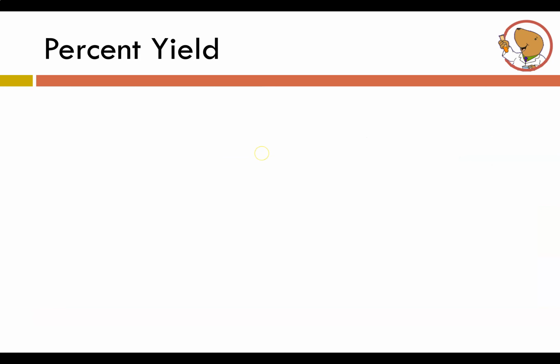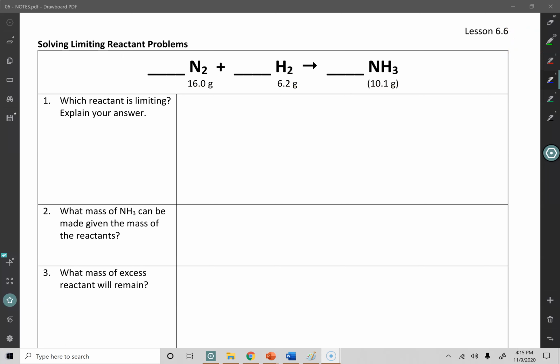Before we get into percent yield, let's start trying to apply this to a problem. So let's go to your notes. Here we have a synthesis reaction. Nitrogen is reacting with hydrogen to produce ammonia. First order of business, balance this equation.